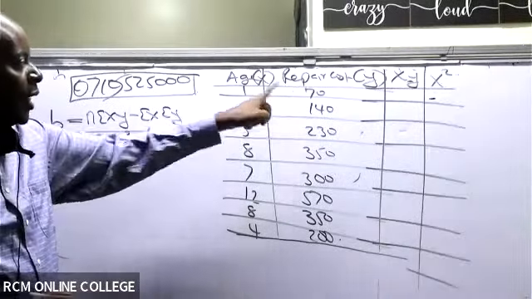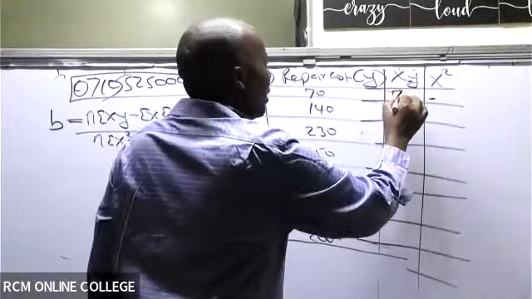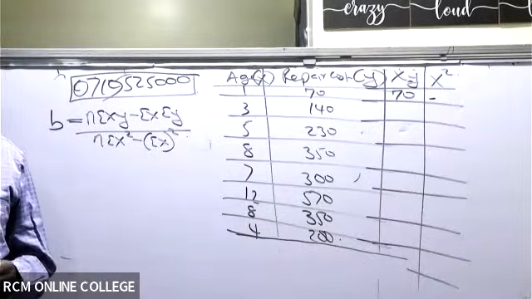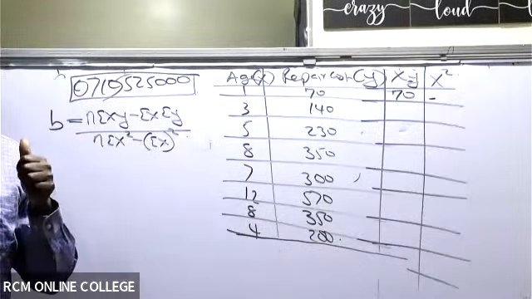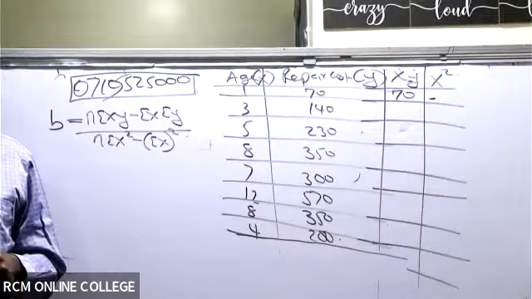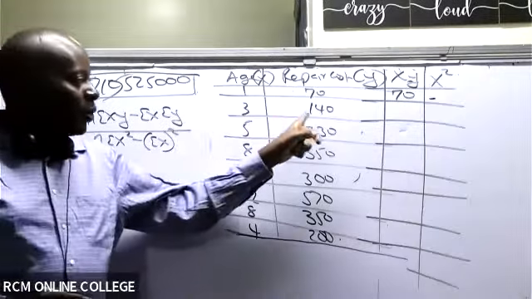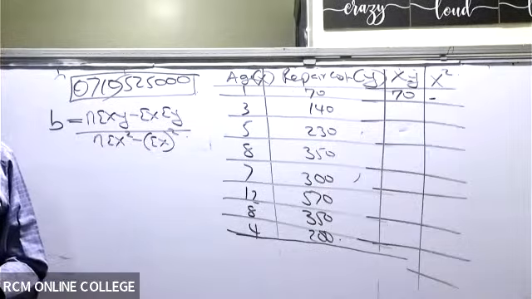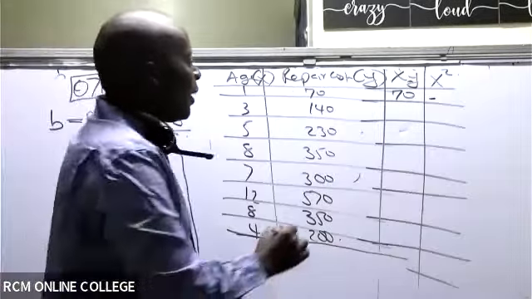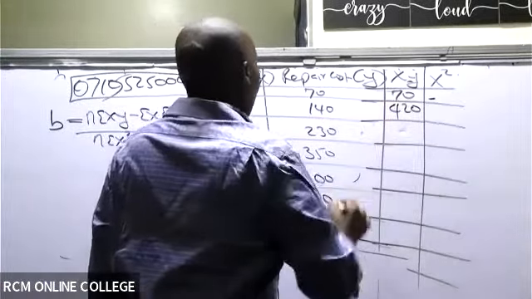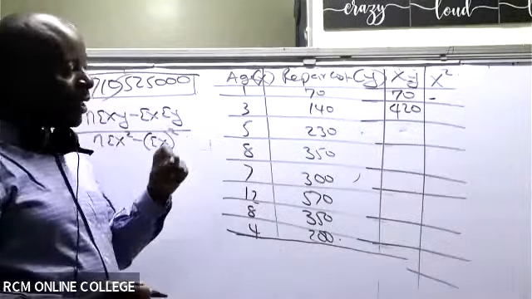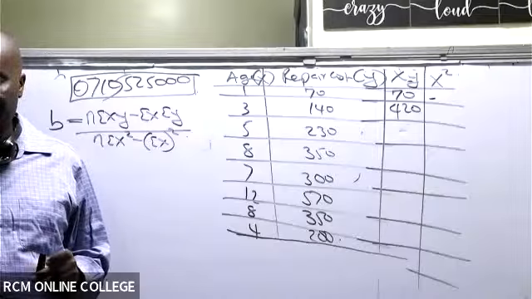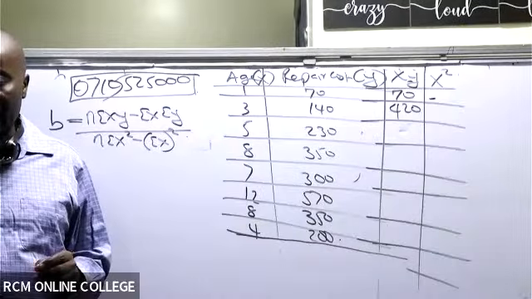So 1 times 70 gives me 70. How about 3 times 140? Can somebody give me 3 times 140? You guys must give me these values. 3 times 140, so that gives me what figure? Chitechi Laura, 420. Thank you so much. And then we have here 5 times 230.